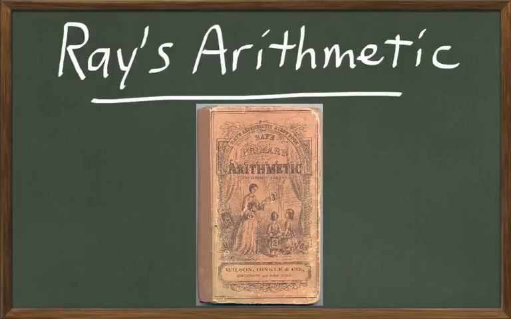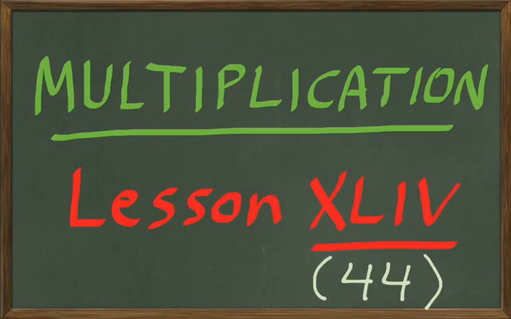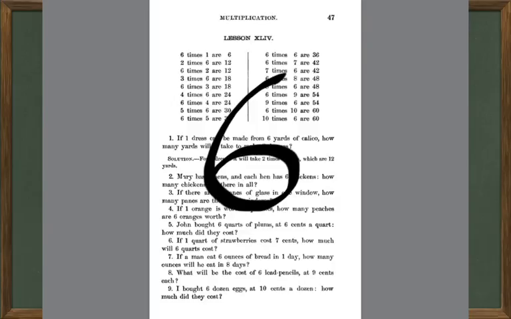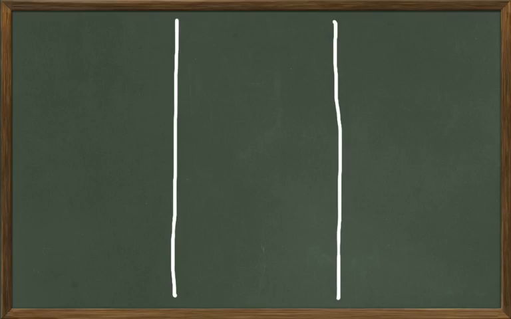Well, today's lesson in Ray's Arithmetic comes from lesson number 44 in our multiplication section of our primary arithmetic book, and that's on page 47. All the problems in this lesson have to do with the number 6. So our addition facts and our story problems are all going to have the number 6 in them. So I'm ready if you are. If you want to get started on these, let's do some multiplication facts first.